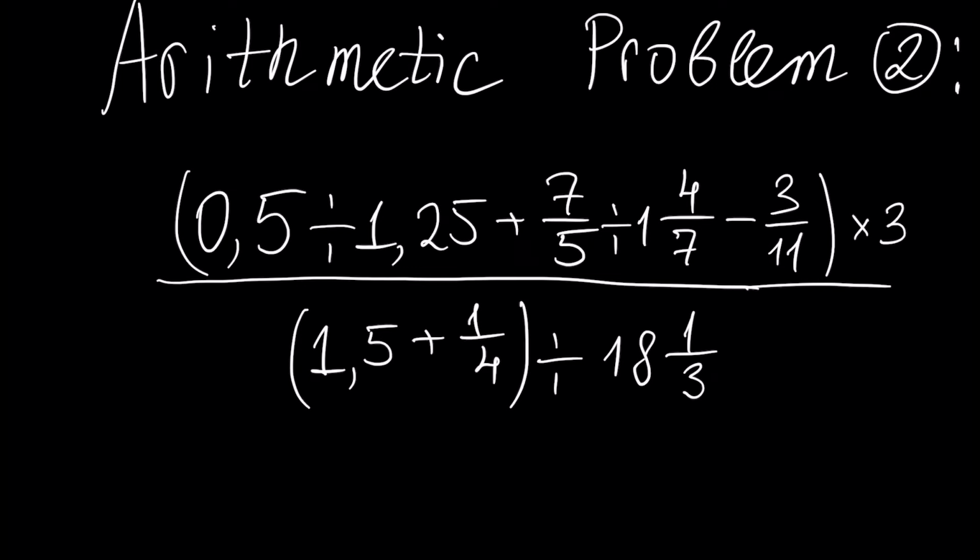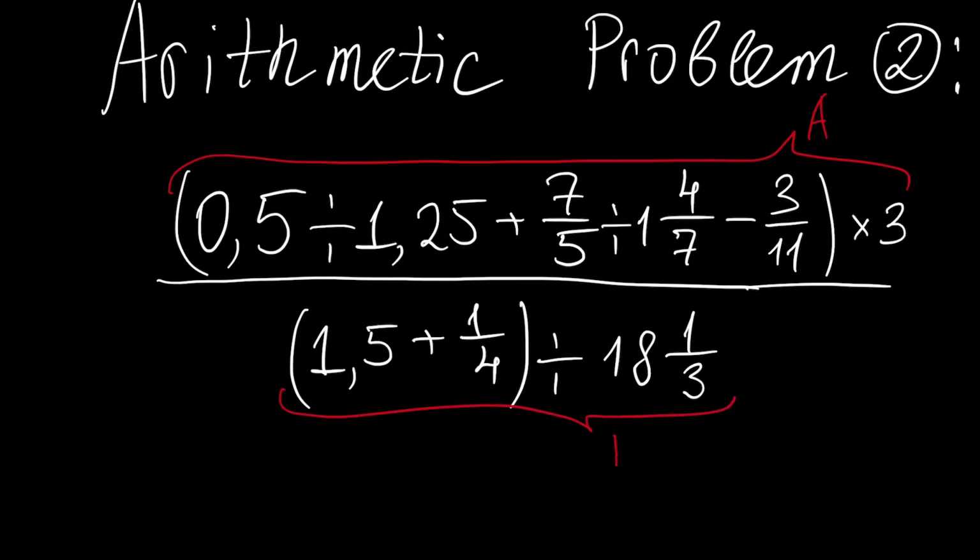In this tutorial, we are going to solve the next arithmetic problem. Let's solve this problem. First of all, we have to denote the numerator and denominator of this fraction and solve them separately. Let's denote the numerator as a and the denominator as b, and solve them separately.